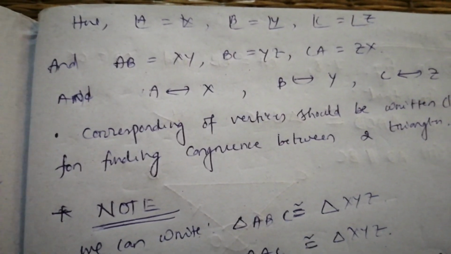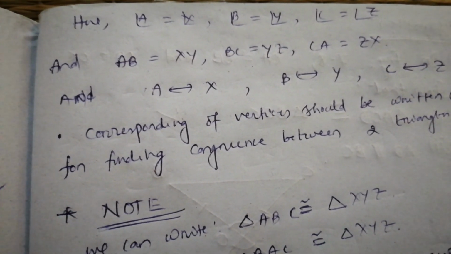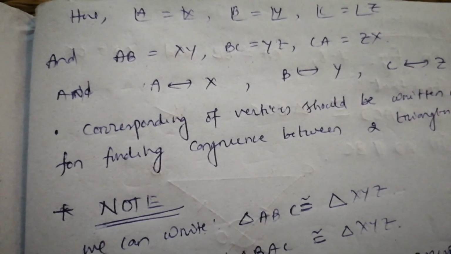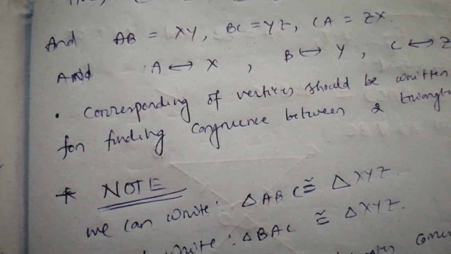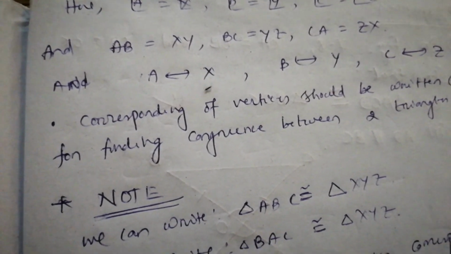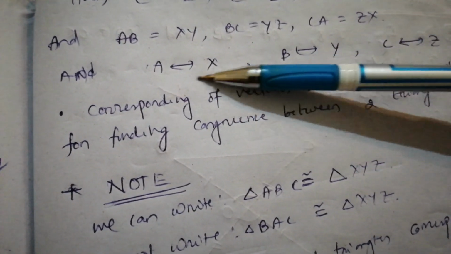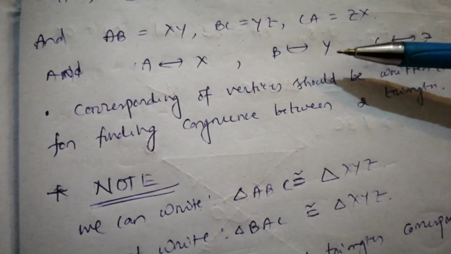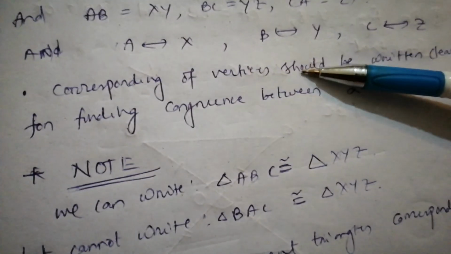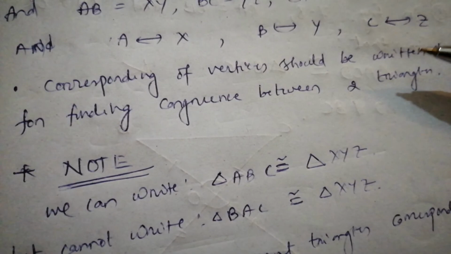Also we can say here that angle A corresponds to angle X, angle B corresponds to angle Y, and angle C corresponds to angle Z. And also AB equal to XY, BC equal to YZ, CA equal to ZX. And we can also link up like this: A corresponds to X, B corresponds to Y, and C corresponds to Z, and so on. Correspondence of vertices should be written clearly for finding congruence between two triangles.